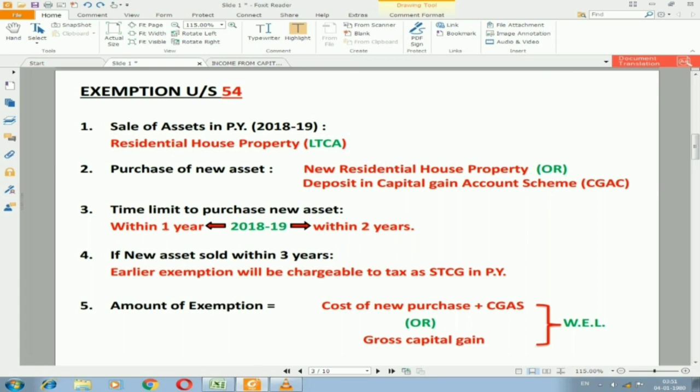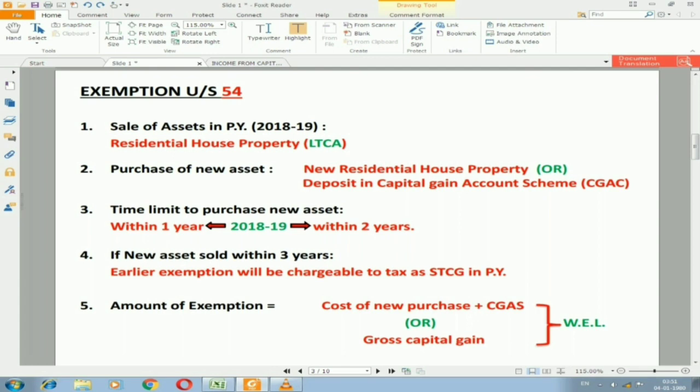Second condition: purchase of new asset, new residential house property, or deposit in capital gain account scheme. I told you that a new investment needs to be made by the assessee. That purchase should be of a new residential house property, or the assessee can deposit in the capital gain account scheme. This is the account scheme started by the tax department in order to invest their money in this deposit scheme. So either he can purchase it or he can deposit in the capital gain account scheme.